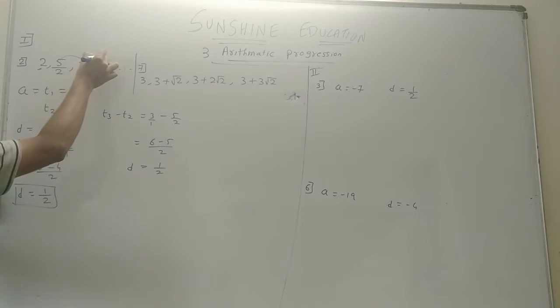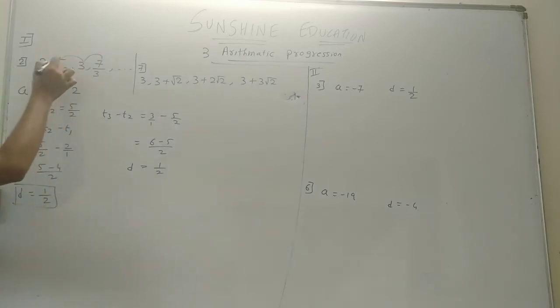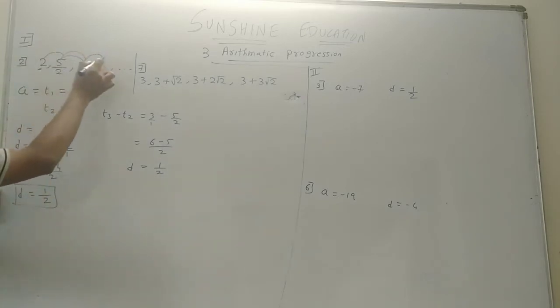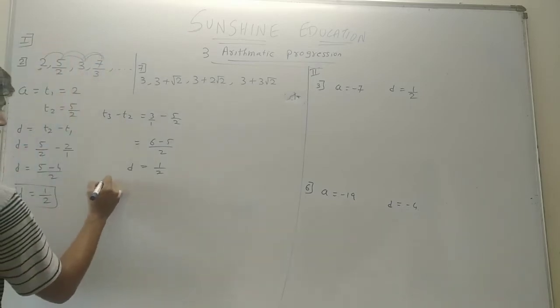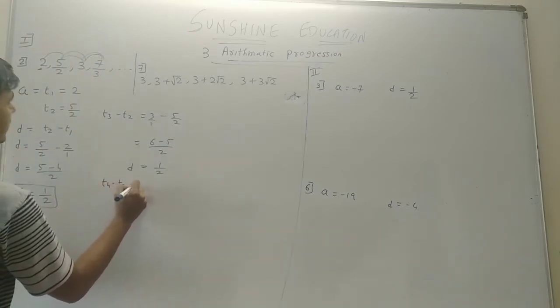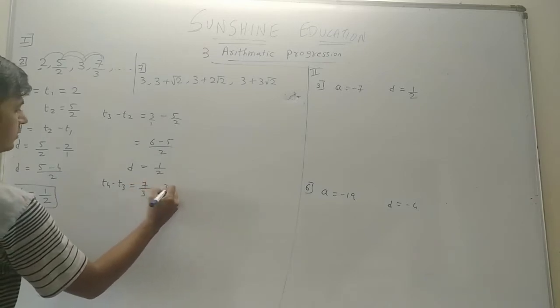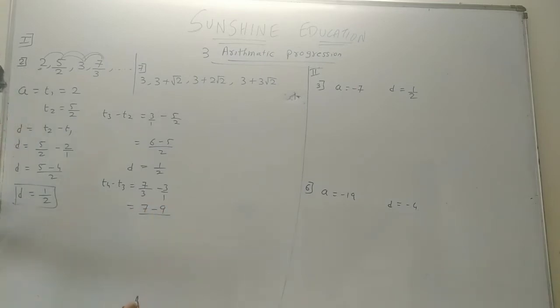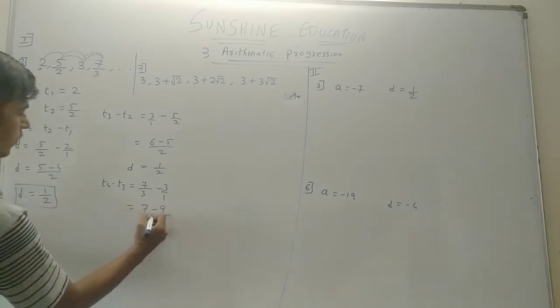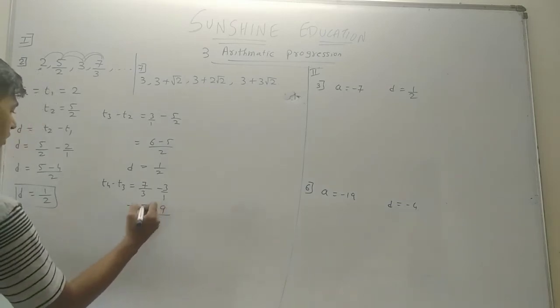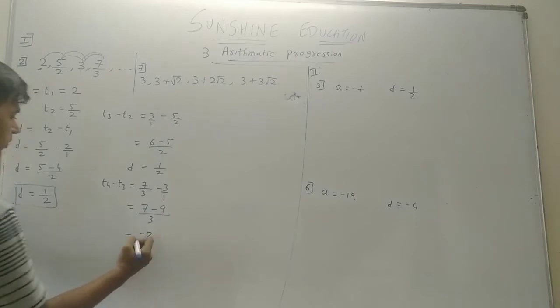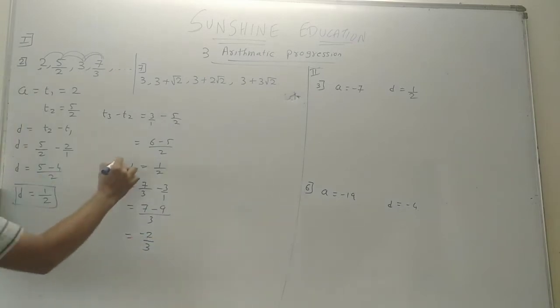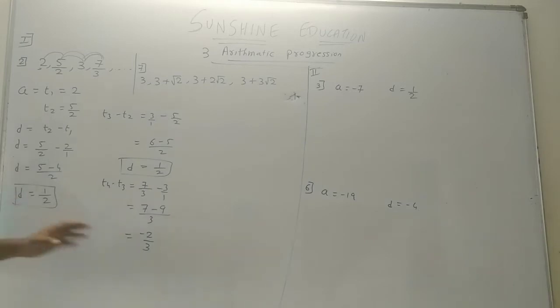Now I will do T4 minus T3. The first step was T2 minus T1, T3 minus T2, now T4 minus T3. So T4 minus T3 will give me 7 upon 3 minus 3. So 7 1s are 7, 3 3s are 9 upon 3. So it is 9 minus 7, minus 2 upon 3. Okay, so for the first two parts the difference is constant. But the third one, I don't think that it is constant. I'll just check it once again.